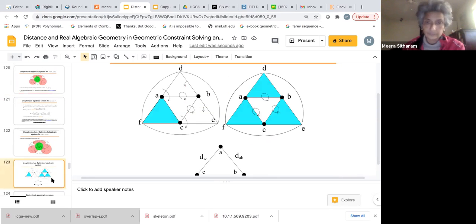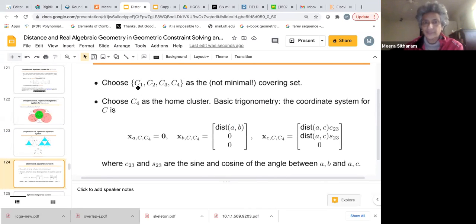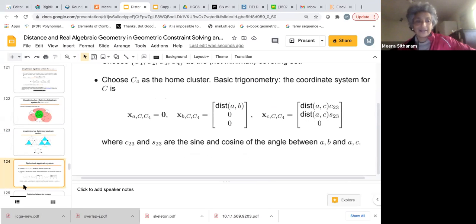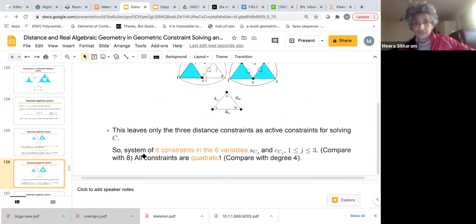So those are the three rotations. And then after that, you simply have distance constraints left, right? There are no incidences at all. So you just have these three distance constraints. In other words, you're picking a set that's not the minimal covering set, and you choose the middle one as the home cluster. And then you simply do what I just said, and you'll get something quite a bit better. Basically, you just have three equations, and plus, of course, this one.